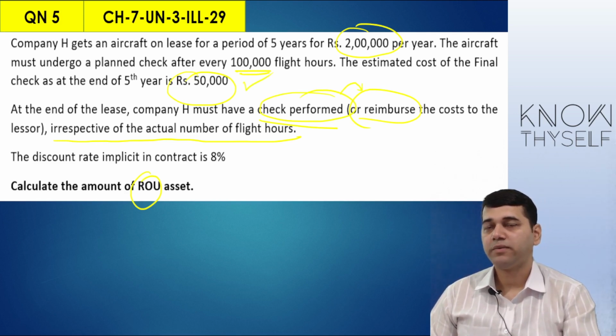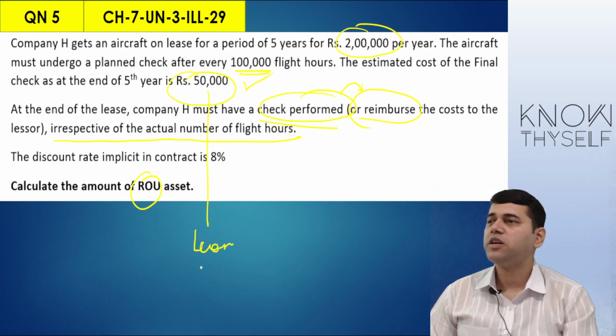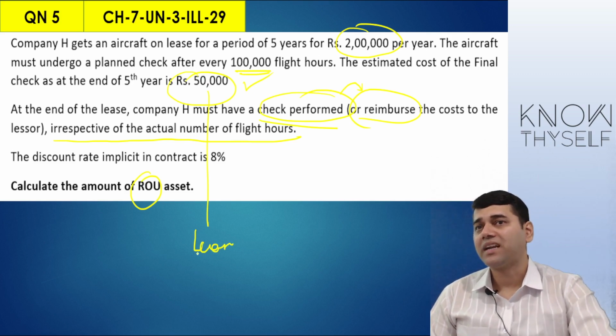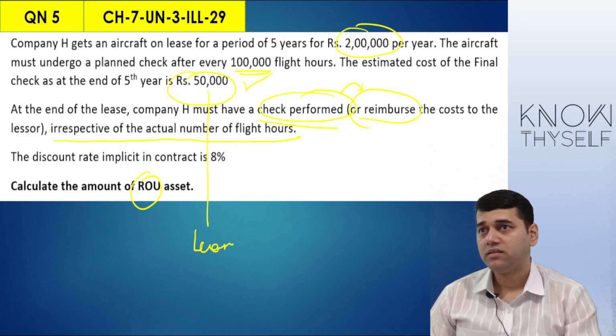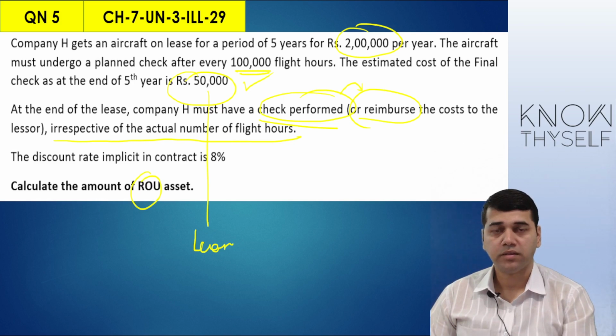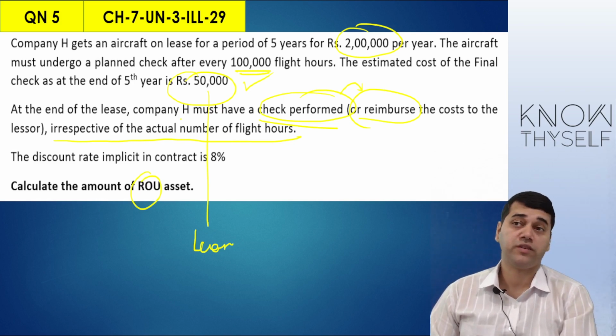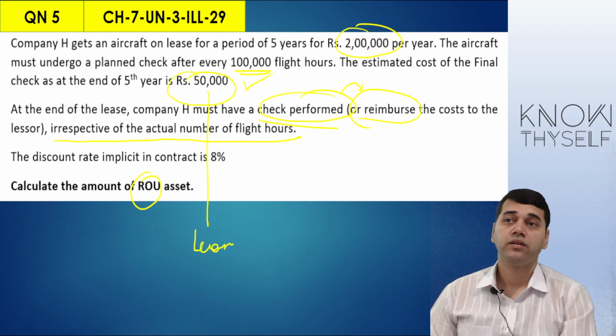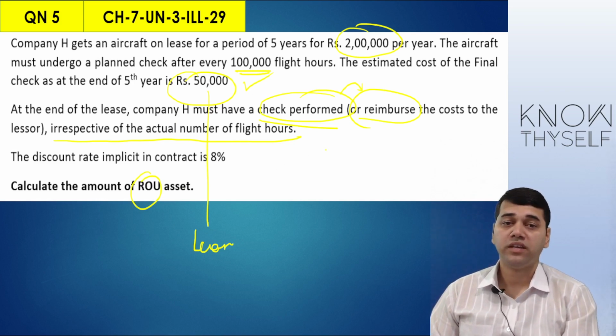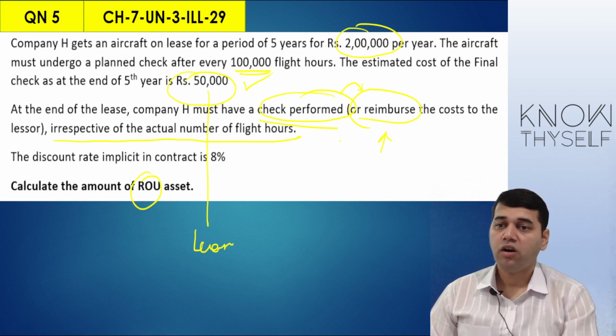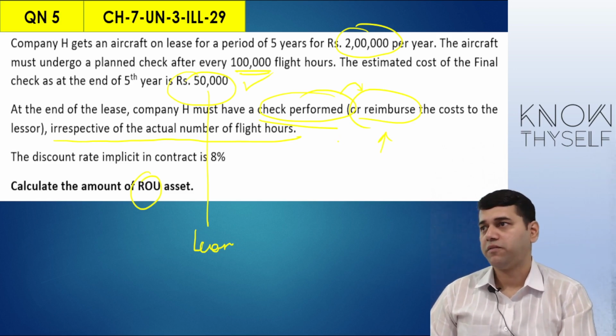So today its present value is a liability, whether I pay to the owner, the lessor, or to a third party. If I pay to the lessor, this will be part of the lease liability. If I pay to a third party, it will be part of the asset and it is a separate liability. Followed, no? It is a separate liability. The very first thing is whom you have to pay the 50,000. It depends on whether you reimburse the cost or you pay a third party and get the check performed.